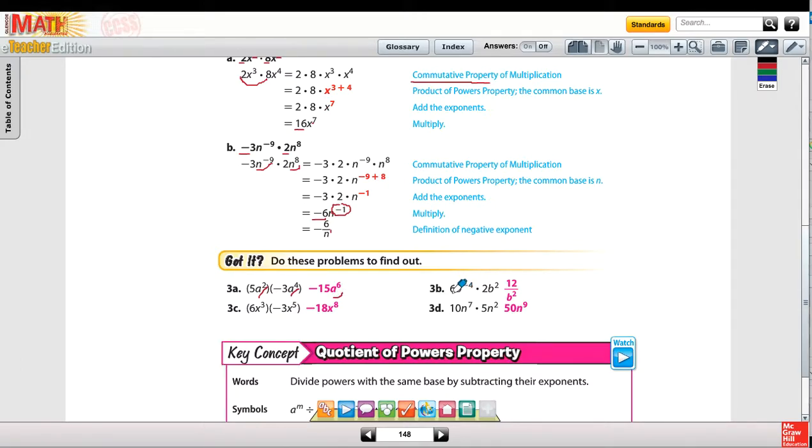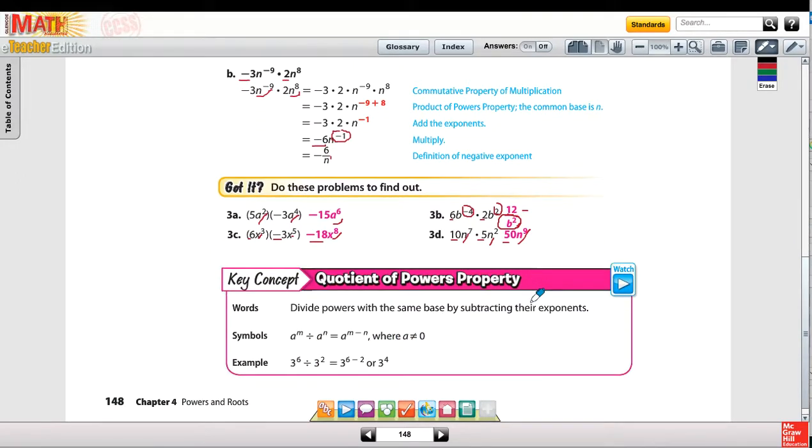For 3b, they combine the 6 and the 2 to get the 12. Why is the b squared in the denominator? Because negative 4 plus 2 is a negative 2, and then that popped down to the denominator to be b to the positive 2. On 3c, 6 times negative 3 is negative 18. X to the third and x to the fifth is x to the eighth. And 3d, 10 times 5 is 50. N to the seventh and n squared is n to the ninth.